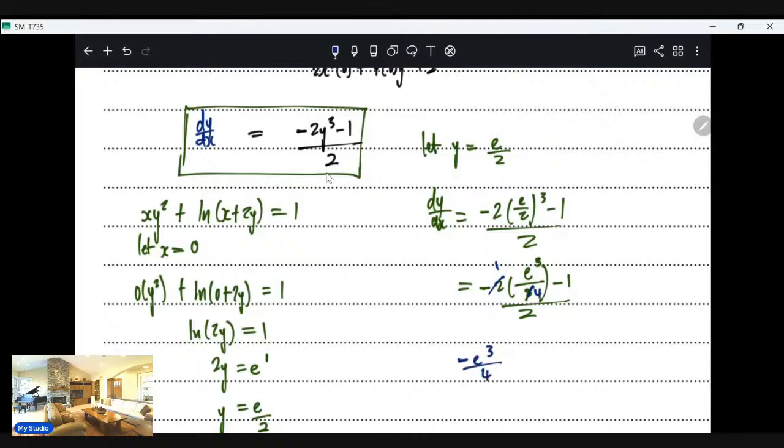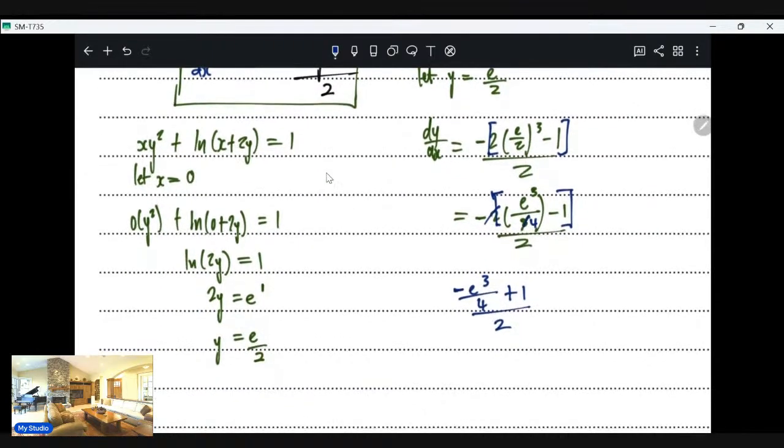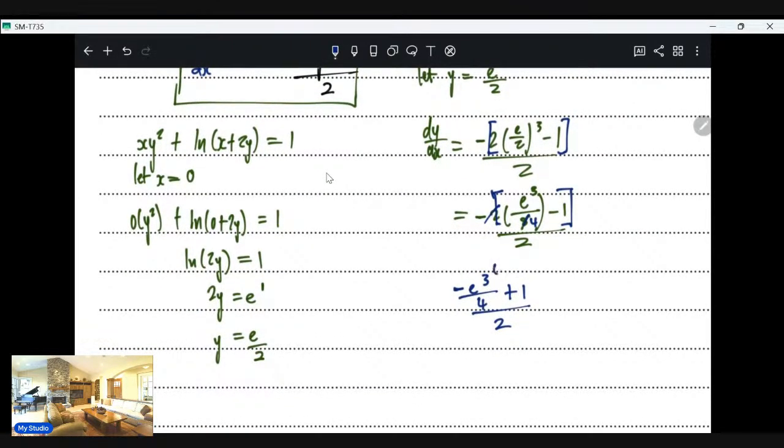And by the way, this negative was affecting the whole thing. So it becomes negative of e to the cubed, then minus, it becomes plus 1, and it's all over 2. And now we have to get rid of this 4 by multiplying everybody by 4. So it becomes equal to negative e to the cubed plus 4 divided by 2. Can you see this? Is this the answer you got?